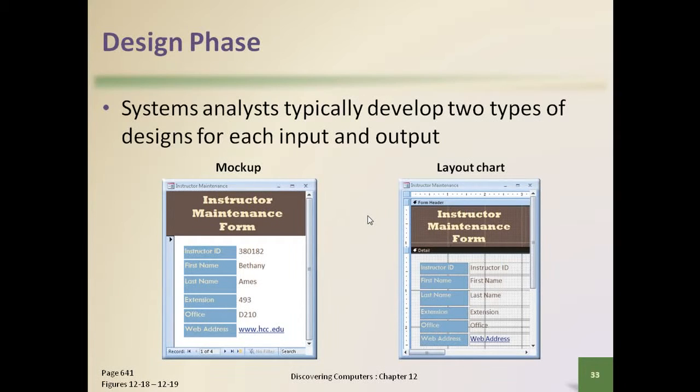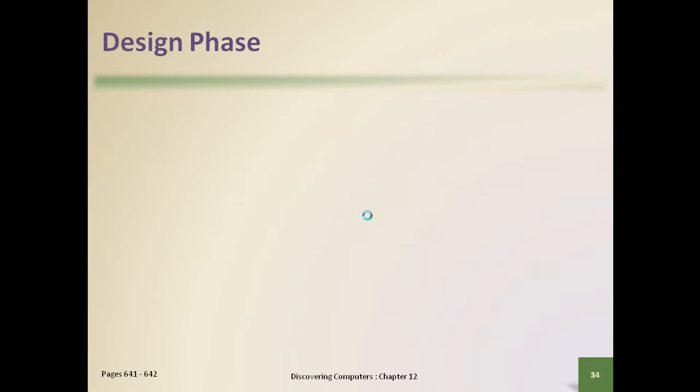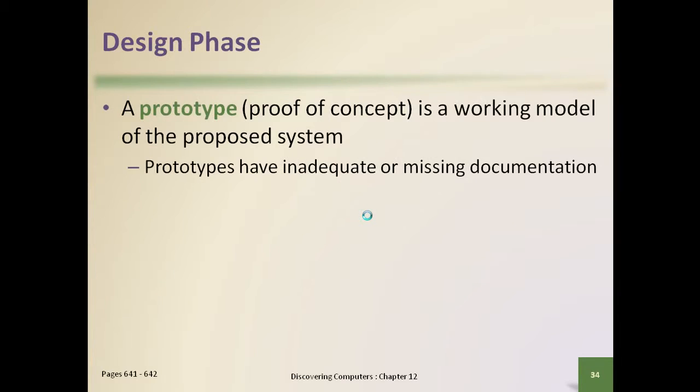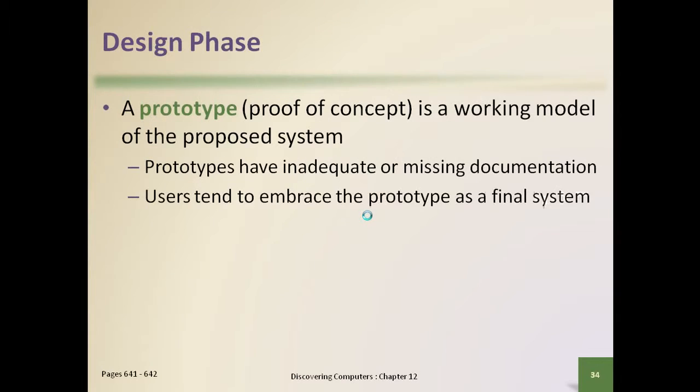System analysts typically develop two types of design for each input and output. A prototype, or proof of concept, is a working model of the proposed system. Prototypes have inadequate or missing documentation. Users tend to embrace the prototype as a final system, so do not eliminate or replace activities.